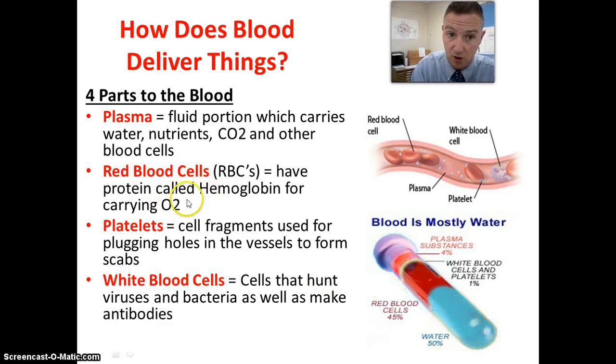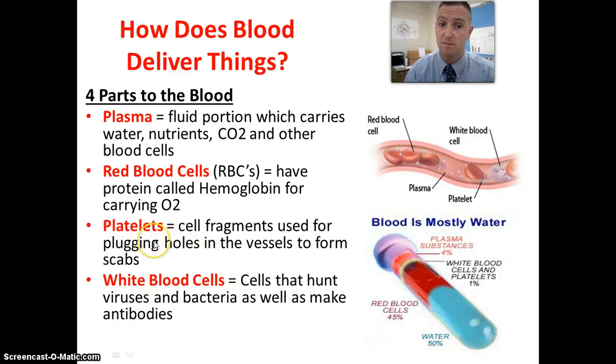The next biggest portion are the red blood cells. A lot of times you'll see these abbreviated, RBC. Red blood cells have this protein called hemoglobin. Hemoglobin grabs oxygen and carries it. It makes your blood 4 times more efficient. You can carry 4 times more oxygen with hemoglobin than without it. So the hemoglobin in the red blood cells carries the oxygen from your lungs to your cells and drops it off. It's like a taxi service.